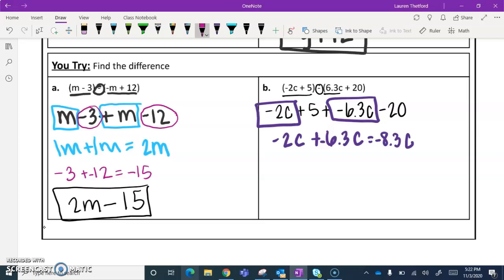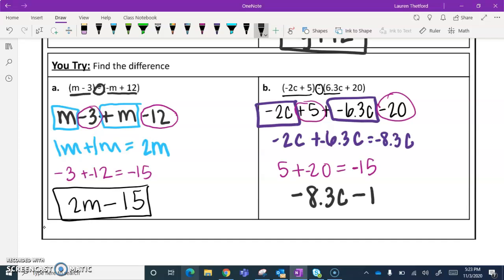For the second part, we have to deal with the constants. So we have positive 5 minus 20. And so 5 minus 20, keep the first, change, change. So now we have different signs. We subtract 20 minus 5 is 15. And then we take the sign of our larger number, which is 20. And so it's negative. So now the answer for this one is negative 8 3/10 C minus 15.